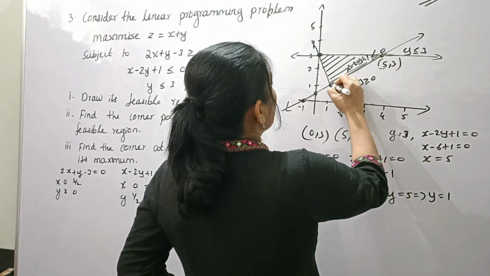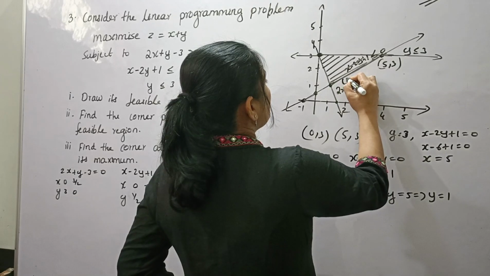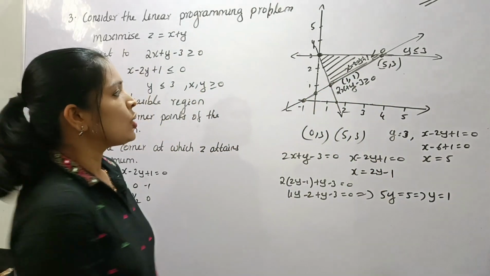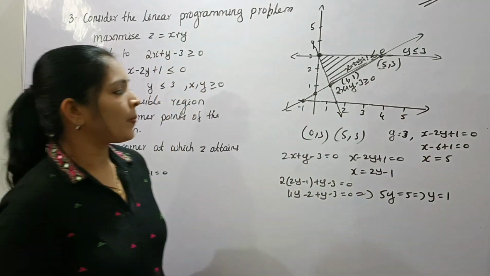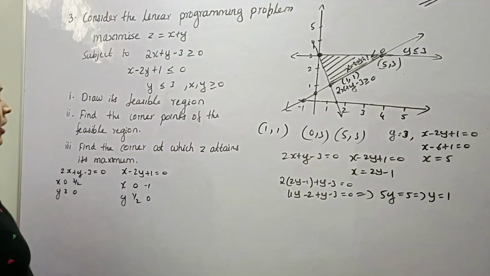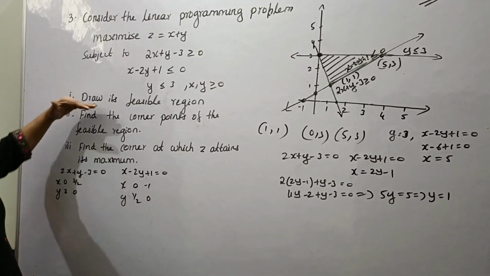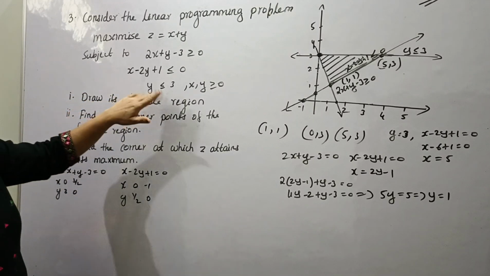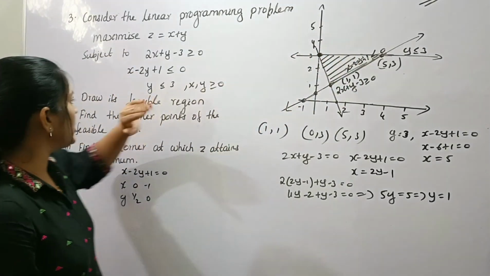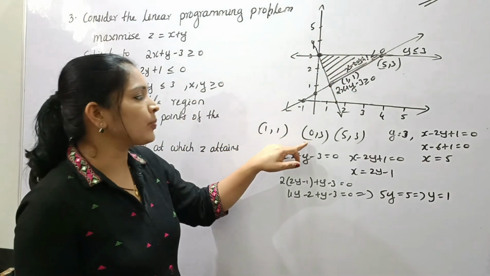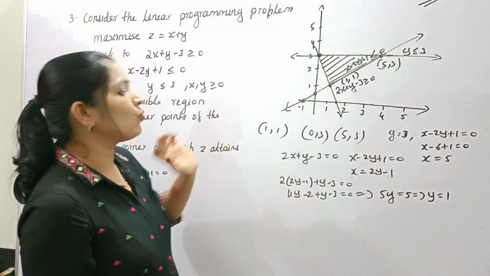Therefore x is 1, y is 1. Okay. So it is the point 1, 1. So what are the corner points? 0, 3, 1, 1, 5, 3. Now, see, we have answered two questions, right? Draw its feasible region. We have got the feasible region. And find the corner points of the feasible region. What are the corner points? 0, 3, 5, 3, 1, 1.